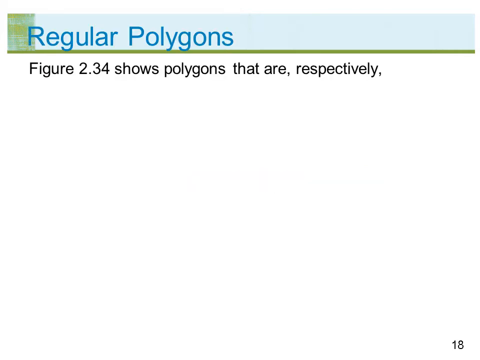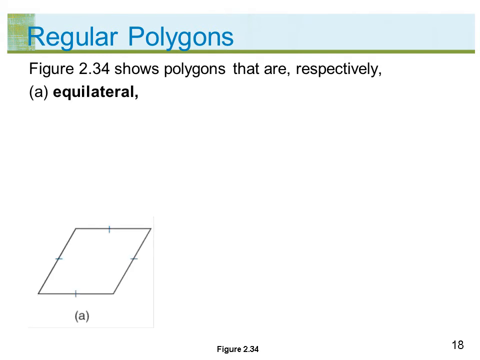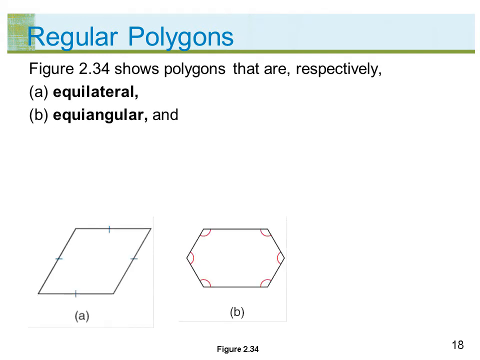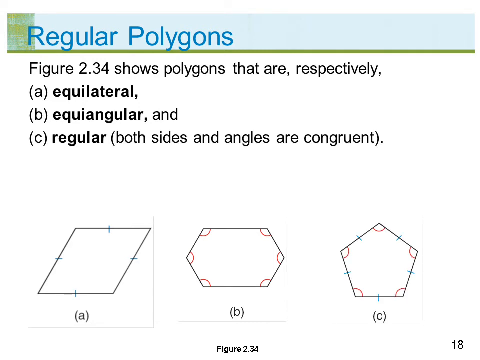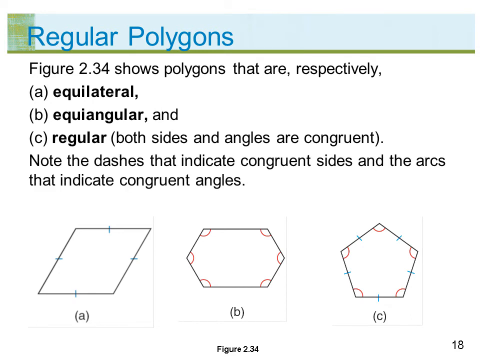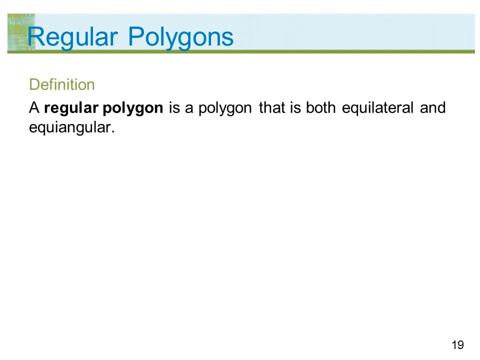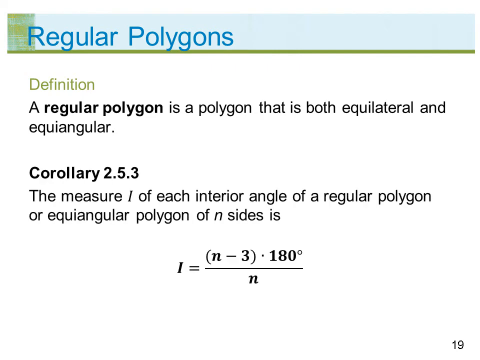Figure 2.34 shows polygons that are, respectively, A. equilateral, B. equiangular, and C. regular. Both sides and angles are congruent. Note the dashes that indicate congruent sides and the arcs that indicate congruent angles. Definition. A regular polygon is a polygon that is both equilateral and equiangular. The measure I of each interior angle of a regular polygon or equiangular polygon of n sides is I equals the quantity n minus 2 times 180 degrees, all divided by n.